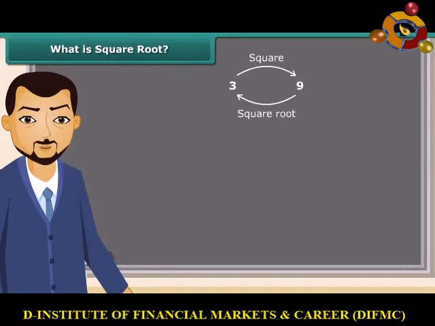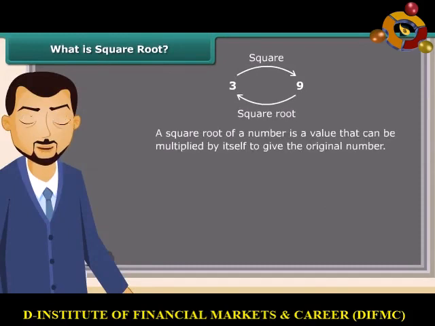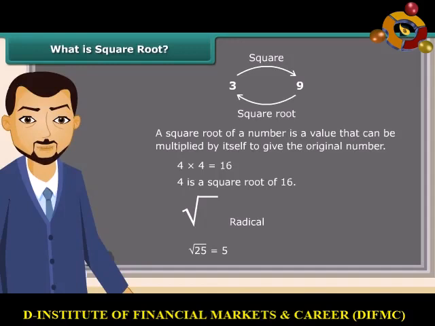Square root is an inverse operation of squaring. It is a value that can be multiplied by itself to give the original number. So we can say when 4 is multiplied by 4, we get 16, which means 4 is a square root of 16. A square root is represented by a special symbol. It is called the radical. We can use it like this. The square root of 25 is 5.